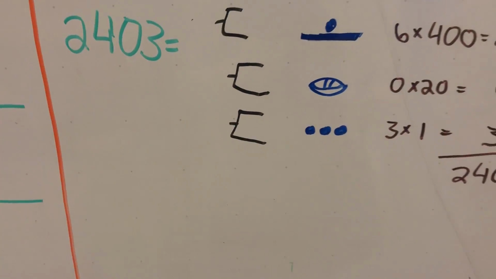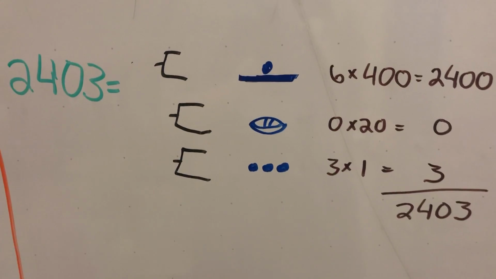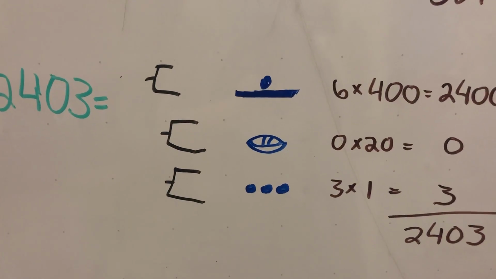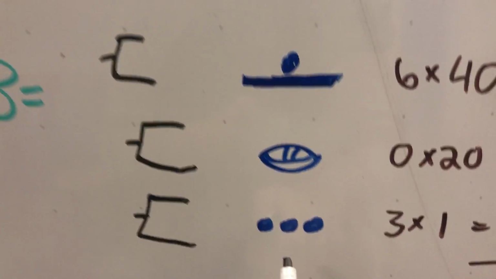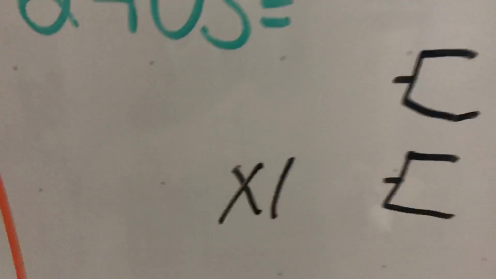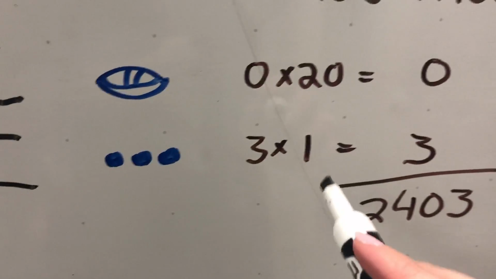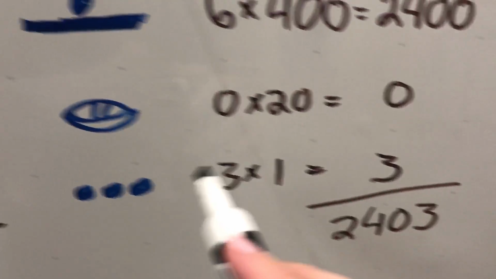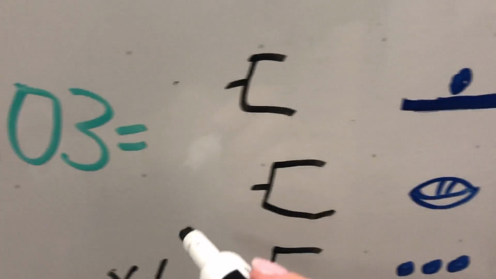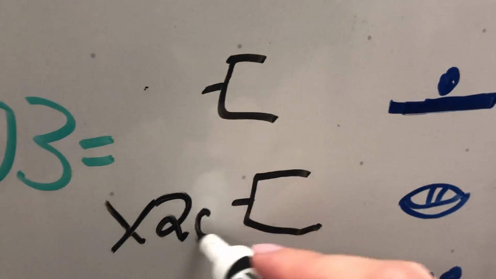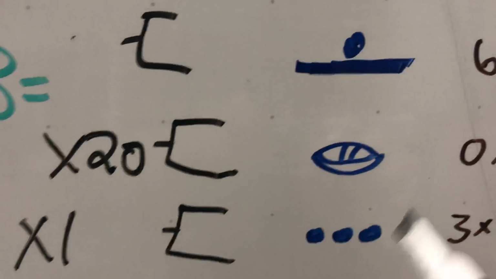So let's look at another number over here. We've got 2,403. Of course, this is our ones level, so I'm just going to write in times 1 right here. We've got 1, 2, 3. 3 times 1 equals 3. Add it up later. Of course, this is our times 20 level, but I've got nothing in this level.